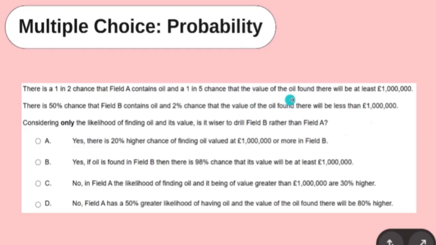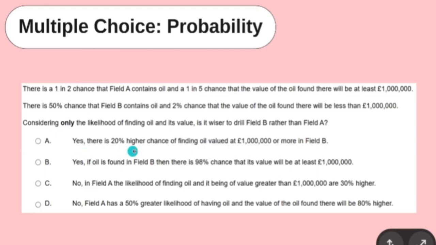The first statement says the value of the oil will be at least £1,000,000, and then the other one says there's a 2% chance that the oil found there will be less than £1,000,000. So in reality, I'd change that 2% to 98%. So there's a 98% chance that the value of the oil found there will be at least £1,000,000, just so it's in the same form throughout. Okay, with that in mind, let's go into the assumptions.